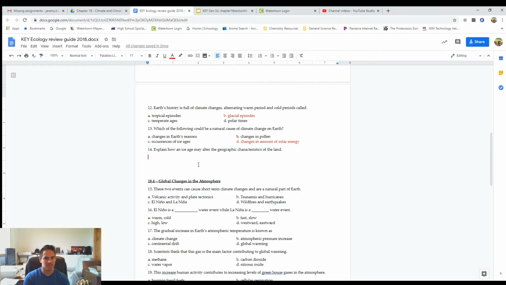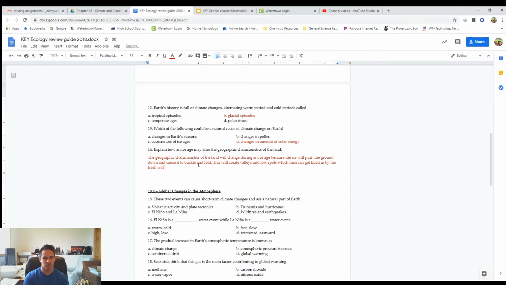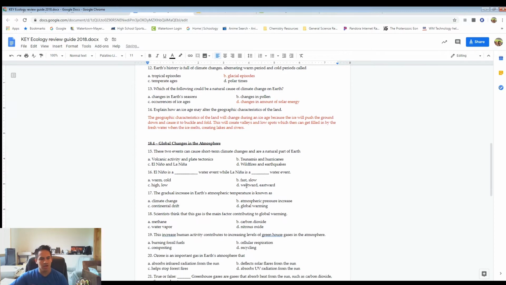So we can say that the geographic characteristics of the land will change during an ice age because the ice will push the ground down and cause it to buckle and fold. This will create valleys and low spots, which then can get filled in by fresh water when the ice melts, creating lakes and rivers. There we go.